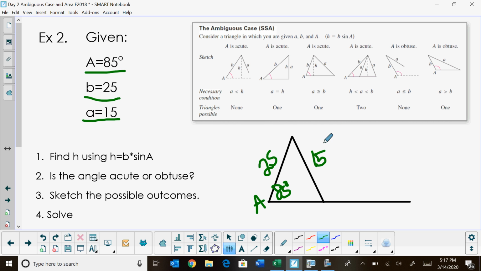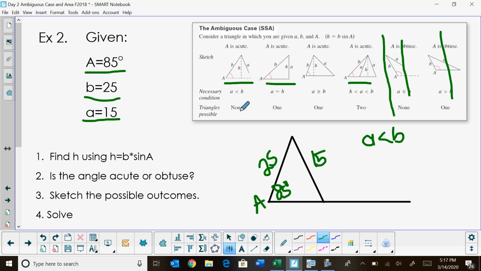Now, if you can see this, A is less than B. A is shorter than B. So we have to be really careful here. We need to look at this possible scenario. Now, since A is not obtuse, we're going to eliminate these two this time and just look at these 3 possibilities. So it could be none, 1, or 2.